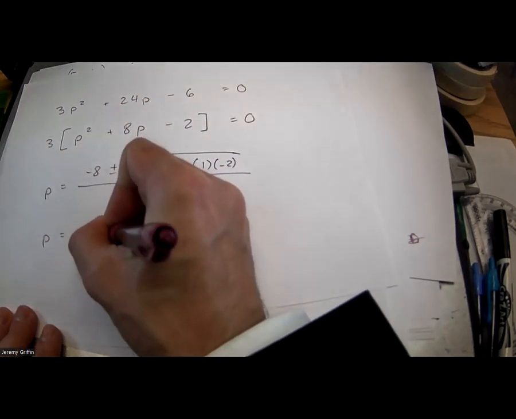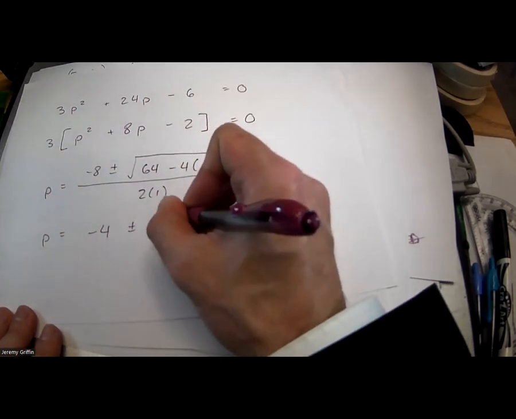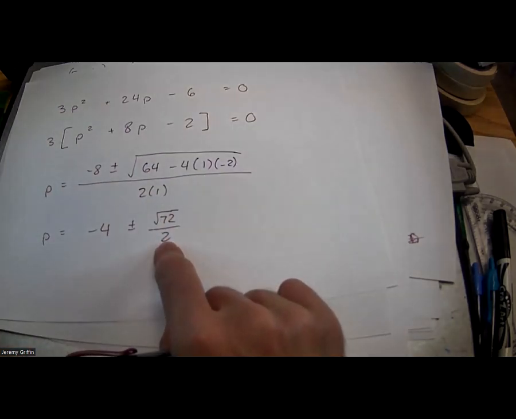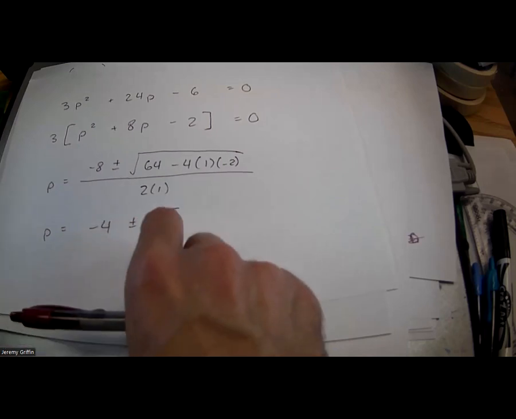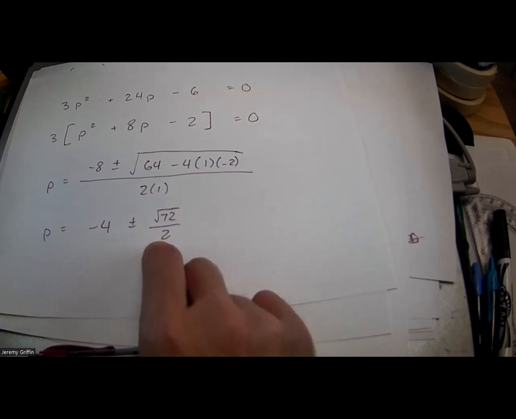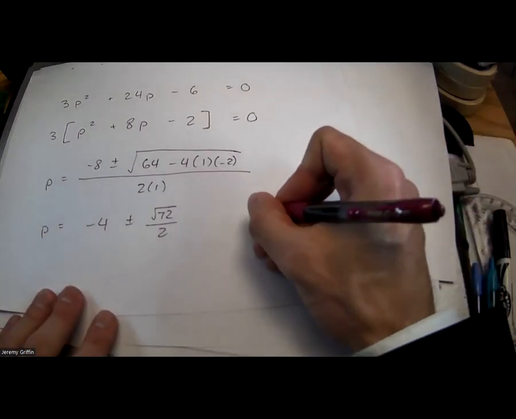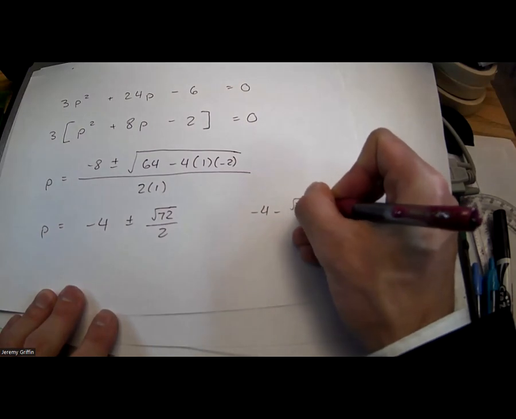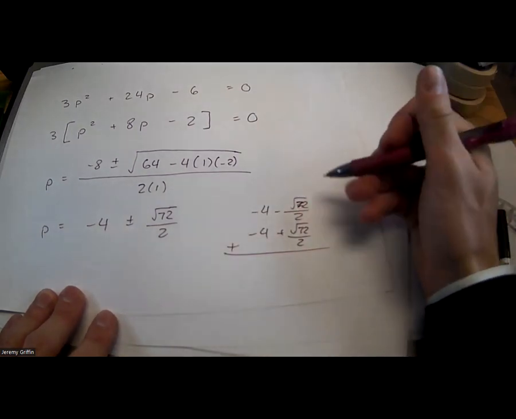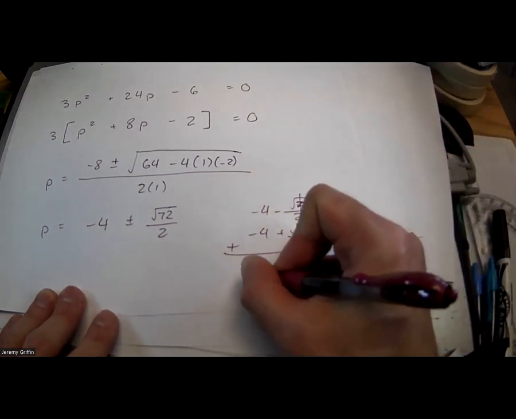Negative 8 over 2 is negative 4, and I got plus or minus the root of 64 plus 8, which is 72, over 2. You can't simplify this piece, but there's a shortcut trick to the answer right now. So p could be negative 4 minus this crazy fraction or negative 4 plus this crazy fraction. Remember, what you're actually supposed to find is the sum of those two p values. If you have negative 4 minus root 72 over 2 and negative 4 plus root 72 over 2, add those up. Isn't the whole crazy fraction bit just going to cancel out, the negative of that and positive of that? Goodbye. The answer is negative 8.